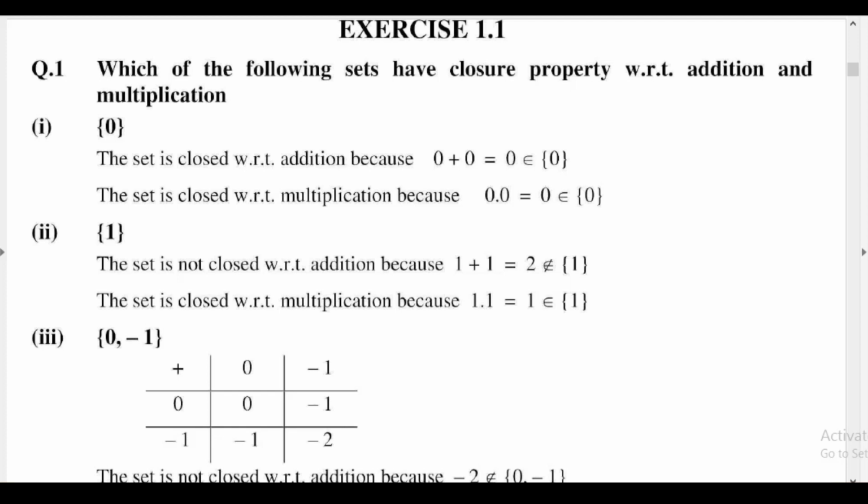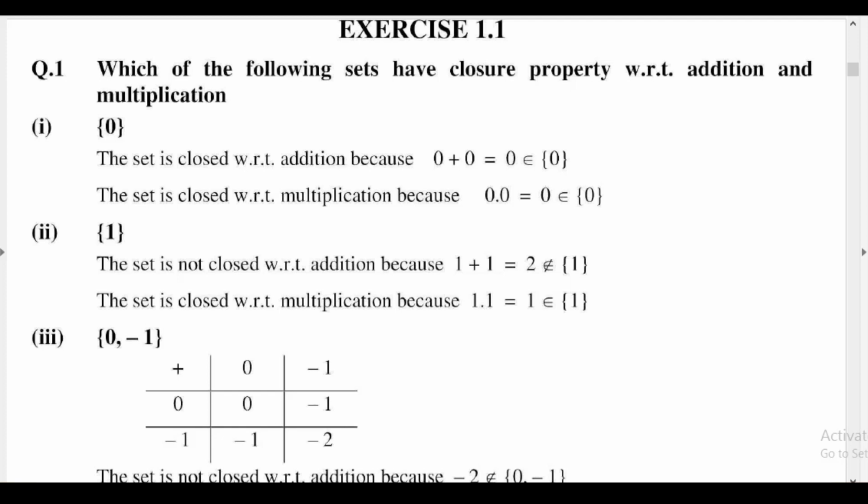Part number 1, that is {0}. This set is closed with respect to addition because 0 plus 0 is equal to 0, which belongs to set {0}. For multiplication, this set is closed with respect to multiplication because 0 multiplied by 0 is equal to 0, which belongs to set {0}.